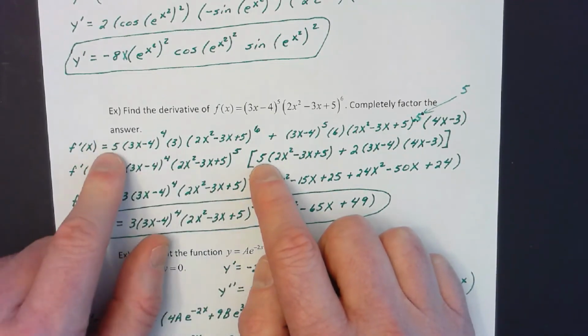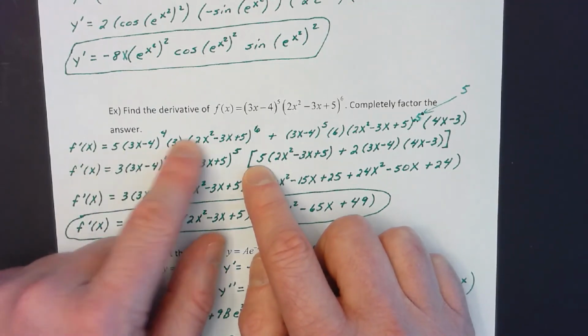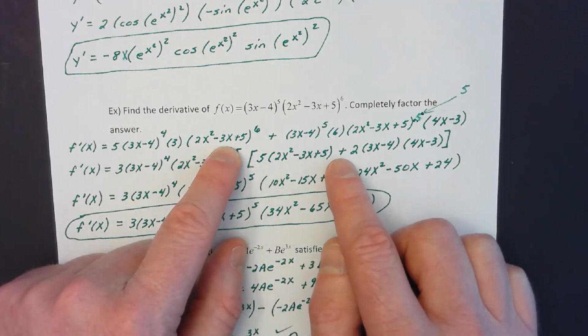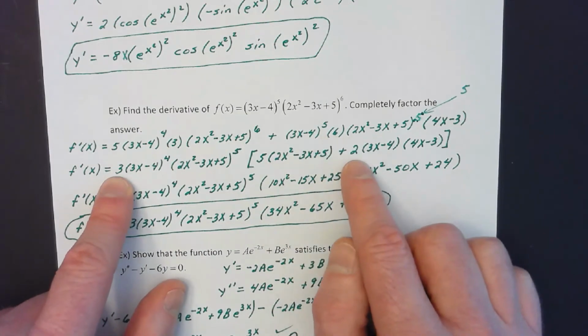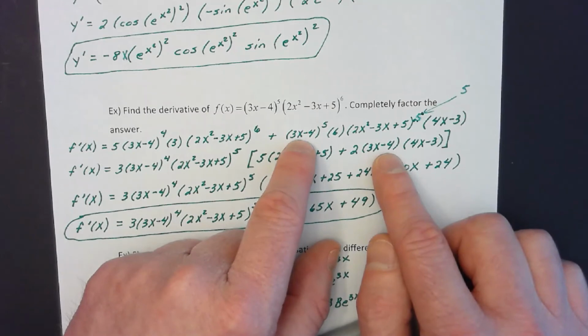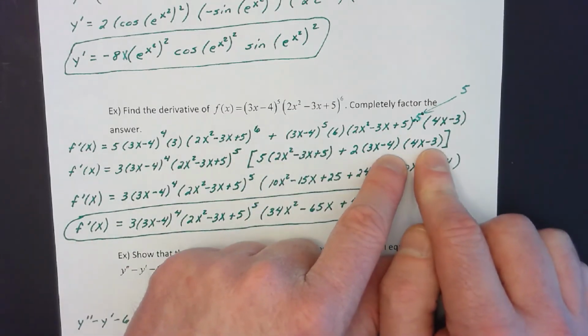Well, the first term you're going to have the factor of 5. That group and the 3 canceled out, but you'll have the trinomial left to the first power, plus the second term. 3 divides into 6, leaves you a factor of 2. You'll have 3x minus 4 to the first power times 4x minus 3 to the first power.